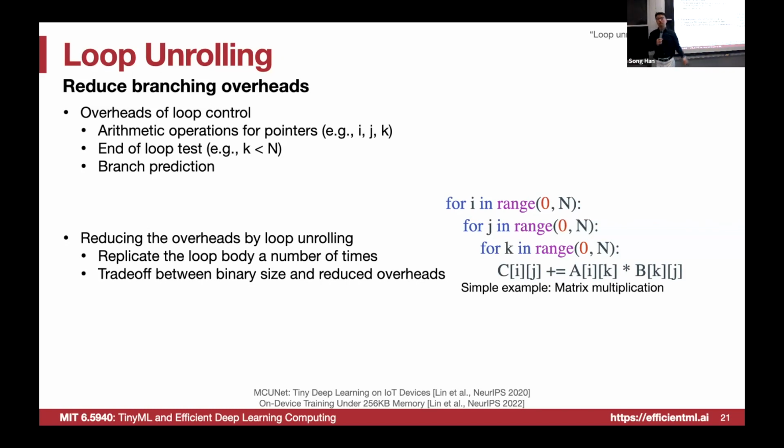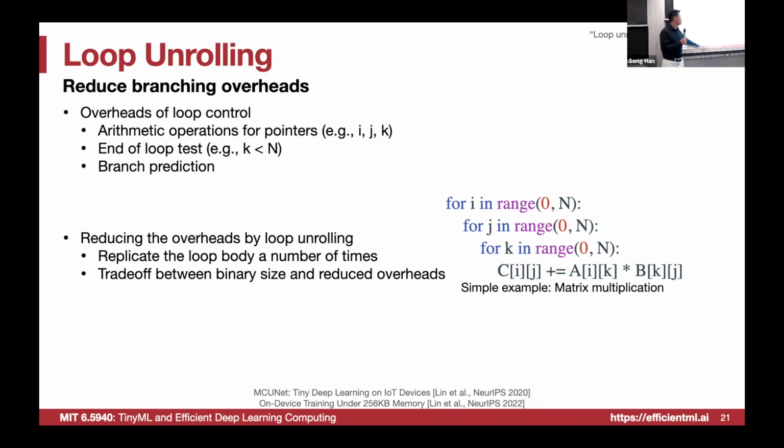Actually, the loop control adds a lot of instruction and branching overhead, right? We have to manipulate the pointers i, j, k, and also we have to test if it is the end of the loop, to test if i, j, k is smaller than n. If it is smaller than n, then we branch back, otherwise we continue. So this branch prediction also incurs overhead in processors. So we want to reduce that overhead.